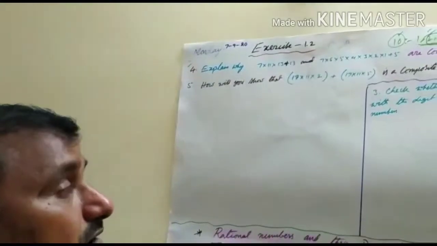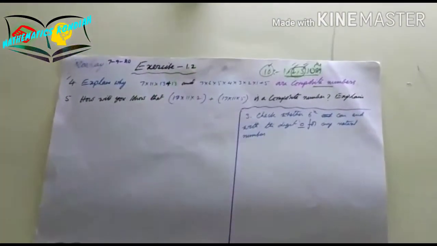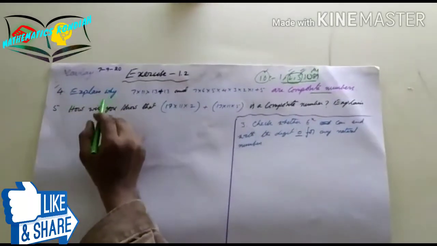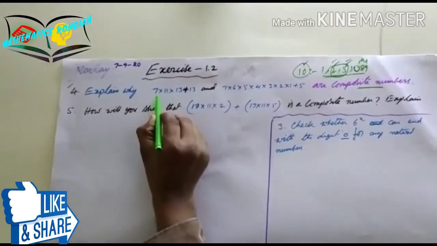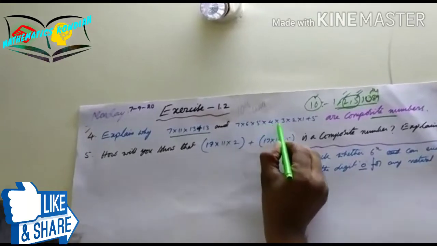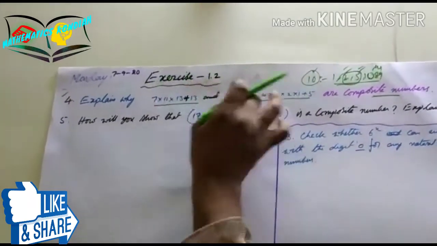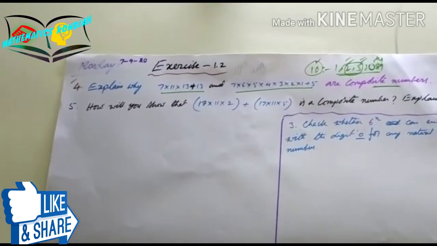Continuation of last class. Exercise 1.2, Roman 1, Roman 2, and Roman 3 are already finished. Go to Roman 4. Explain why 7 × 11 × 13 + 13 and 7 × 6 × 5 × 4 × 3 × 2 × 1 + 5 are composite numbers. What is the meaning of composite numbers?